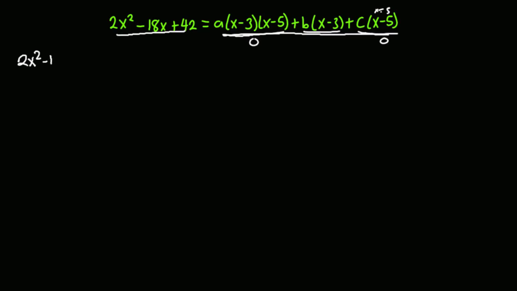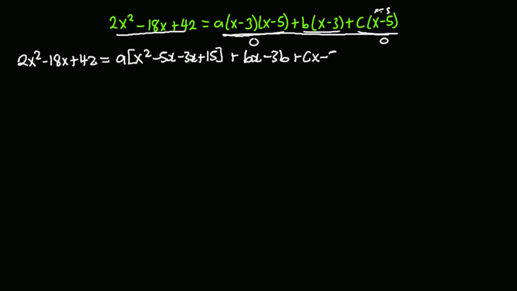So we have 2x squared minus 18x plus 42 will give us, now if I expand this, I'll get x squared minus 5x minus 3x plus 15 plus we have bx minus 3b, then plus cx minus 5c.